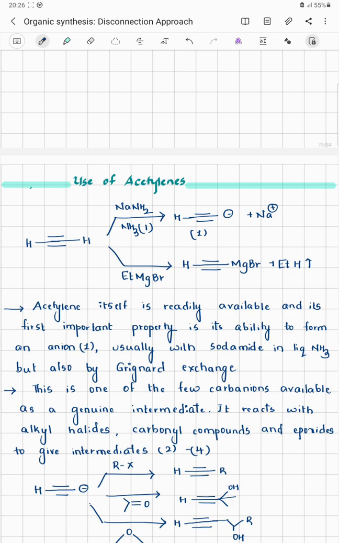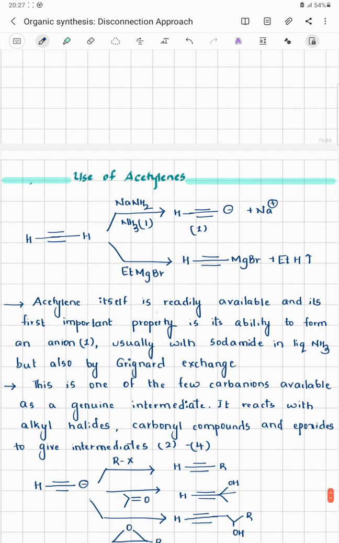Now commonly this acetylene system, under a reaction with sodamide, NaNH2 in the presence of liquid ammonia, an anion is synthesized and a cation is synthesized. That means this proton can be kicked out. If this acetylene system reacts with a Grignard reagent like EtMgBr, that means ethyl magnesium bromide, it is going to give me an acetylenic Grignard reagent.